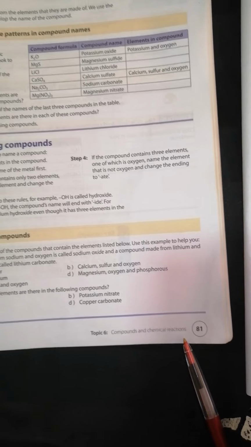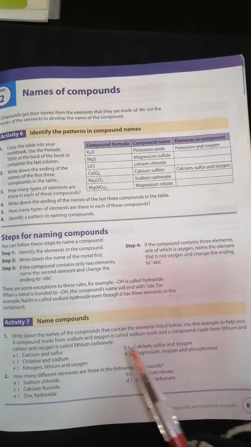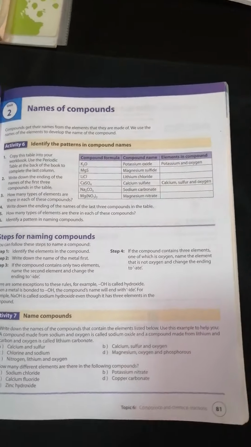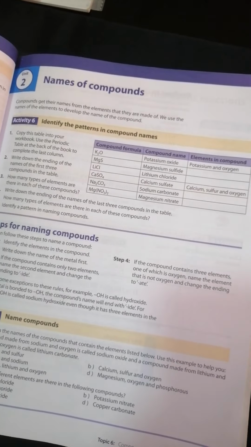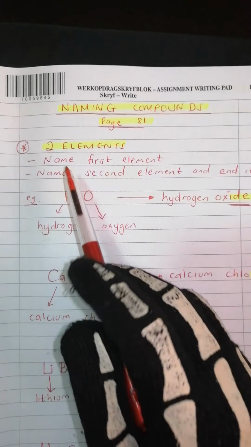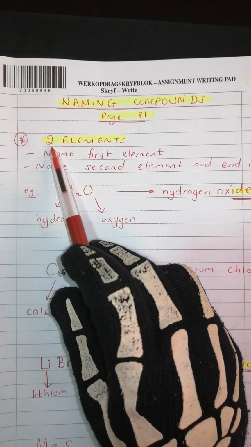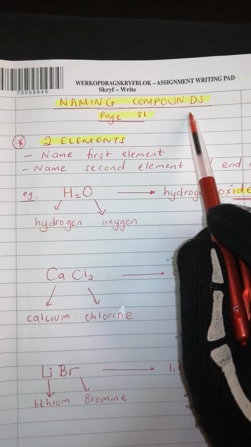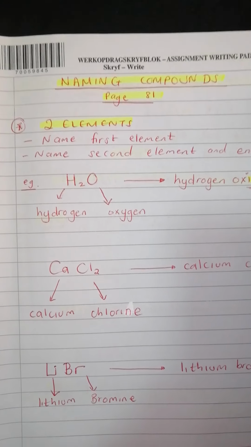Okay, so today we're going to do names of compounds, which is on page 81 of your textbook. Now, I'm going to just give you my own summary of what it is, but basically we're going to learn how to name compounds, and it's very simple. The first type of naming compounds is when you're dealing with compounds that are made up of two elements. Compounds are just two or more elements together.